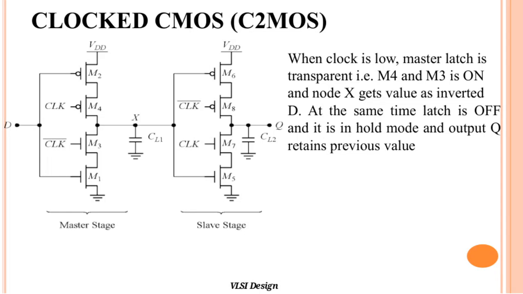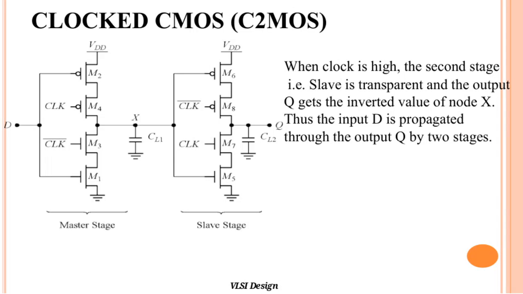Now let's take a closer look at clocked CMOS, often referred to as C2MOS. When the clock signal is low, the master latch becomes transparent. This means that transistors M4 and M3 switch on, allowing node X to take the inverted value of the input. Meanwhile, the slave latch is off and effectively in a hold mode, which means that the output Q retains its previous value without change. This behavior is fundamental in controlling data flow and timing in VLSI design, ensuring that information is accurately latched and propagated within the circuit. Understanding this operation is key to grasping how clocked latches manage data in synchronous digital systems.